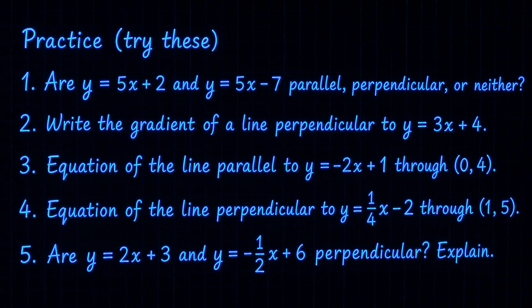Now you try. Pause and do these 5. 1. Are y equals 5x plus 2 and y equals 5x minus 7 parallel, perpendicular, or neither? 2. Write the gradient of a line perpendicular to y equals 3x plus 4. 3. Find the equation of the line parallel to y equals -2x plus 1 through the point 0, 4.